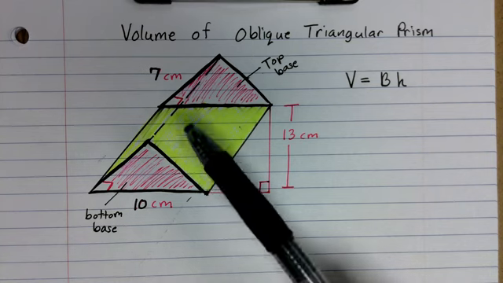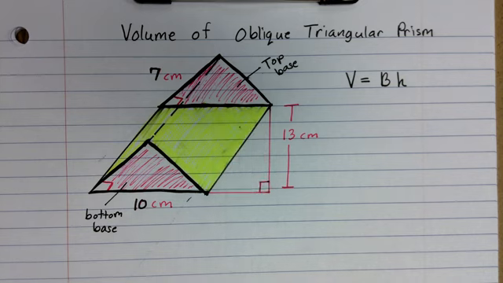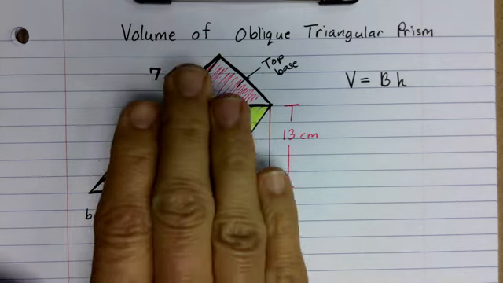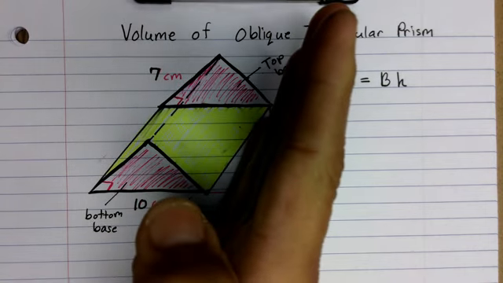In this video, we're looking at finding the volume of an oblique triangular prism. So imagine that this is a prism with these two triangles. This is your top, this is your bottom, and instead of it being straight up and down, it's shifted over at an angle.